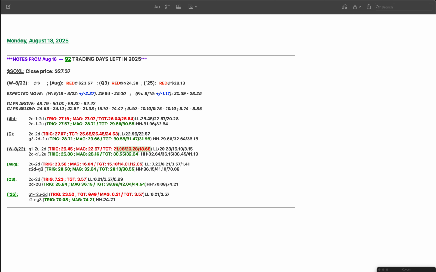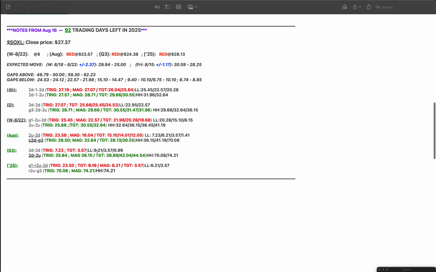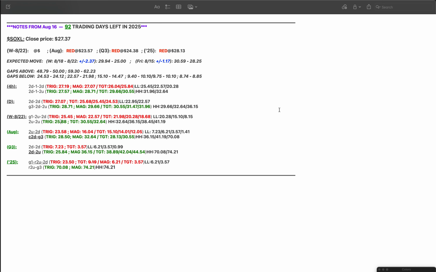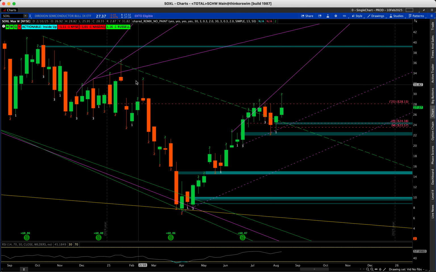Let's look to the upside. We would have a 2 up, 2 up continuation, so there would be no magnitude. We would just have the trigger, which would be a very defined trigger, which is 29.66. And our extended targets would be this 30.55, 32.64, and that 32.64 is a higher high on the week right here, and the next extended target would be the next higher high, which is 36.15.